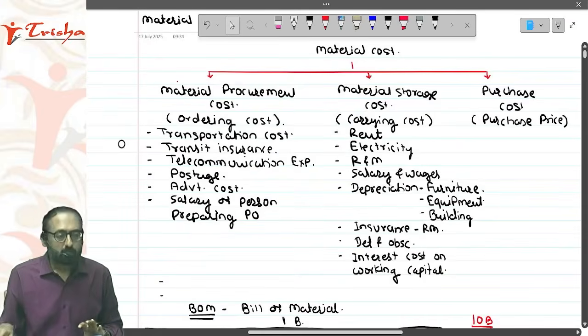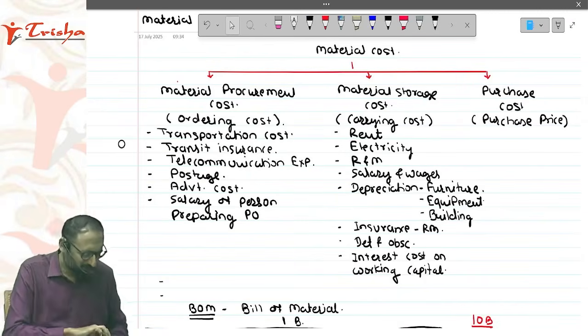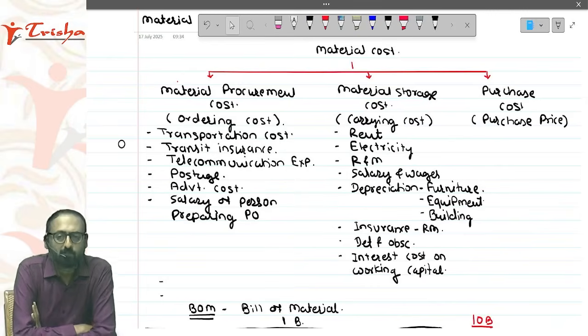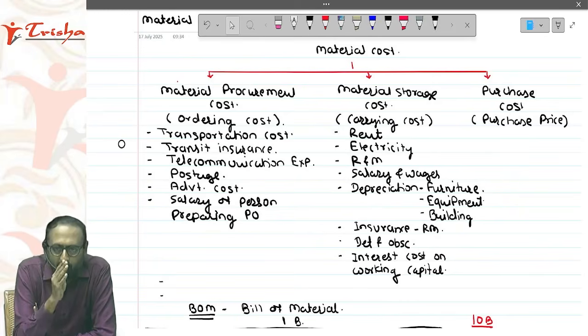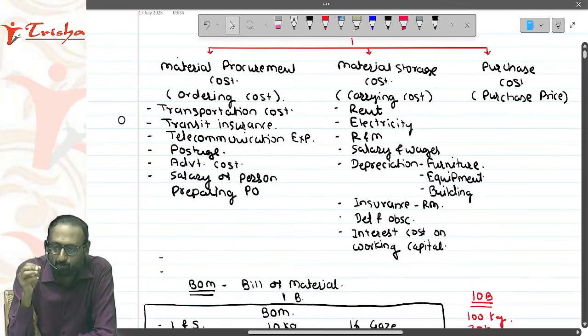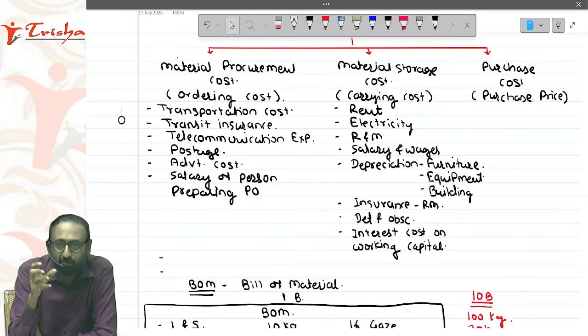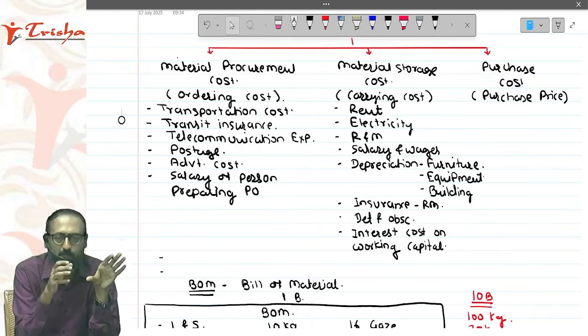Material cost will be divided into three parts. Which are the three parts of the material cost? You already have this written in your notebook. Ordering cost, carrying cost, and purchase price. In ordering cost, which costs are you going to incur? Transportation cost, transit insurance, telecommunication expenses, postage, or any advertisement you have made for procurement of the raw material, and the salary of the person who is preparing that purchase order. These are all expenses incurred in ordering cost.